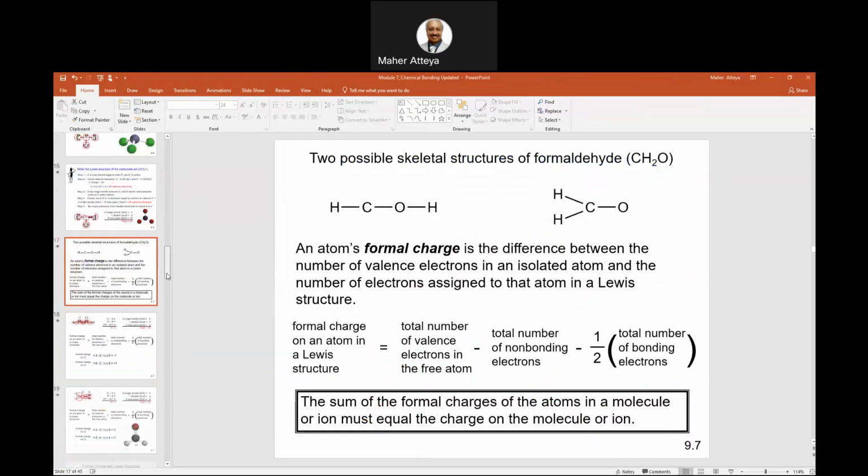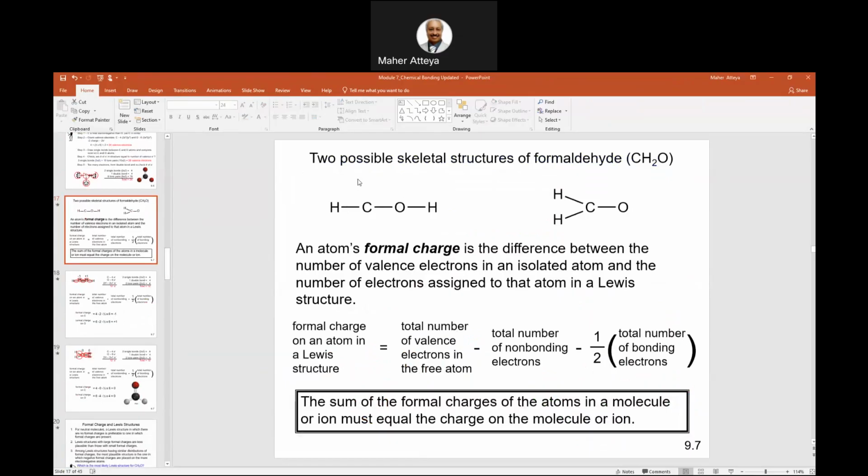Now we can have this type of possibilities, formaldehyde. Of course, this one will be the best choice. But let's just look at the formal charge, how we can determine the formal charge. There is a formula here. You can follow this formula here. Write it down and write it down.